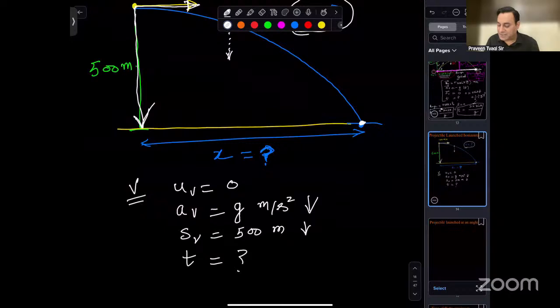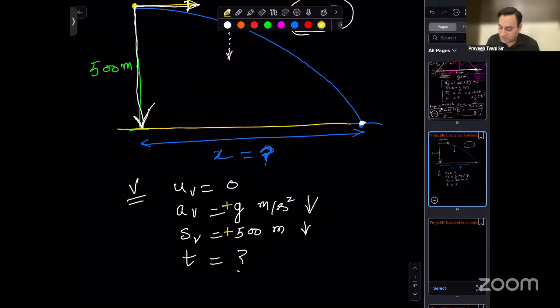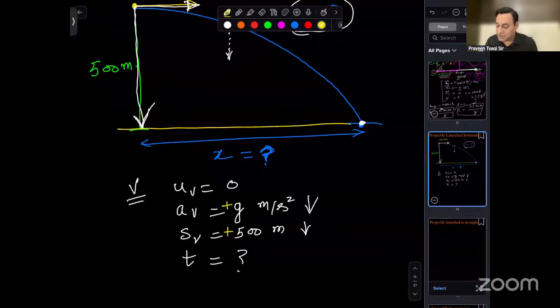We'll use g as 10 for the time being to calculate. Actually, the value is 9.81 meter per second square. I do not want to waste time on calculating. So S is in the downward direction. I can choose upward direction to be positive, or I can choose downward direction to be positive, whichever. Let's choose downward to be positive. So this is plus, this is plus. In this case, I'm just illustrating to you that you still get the same answer.